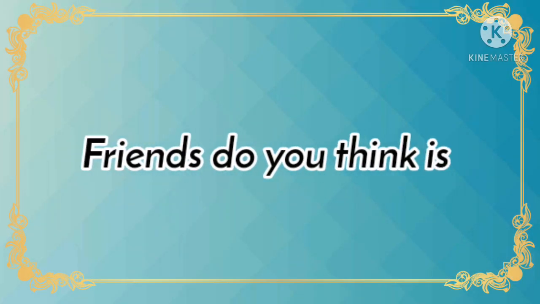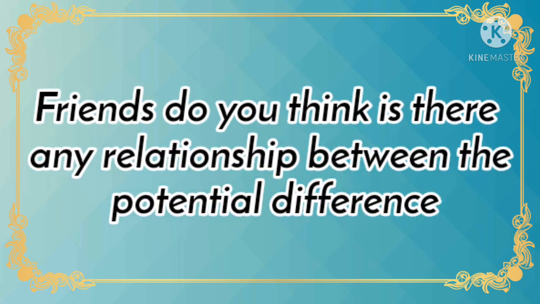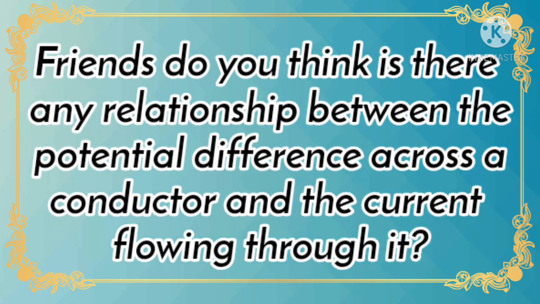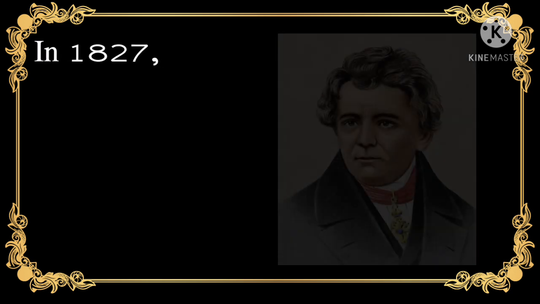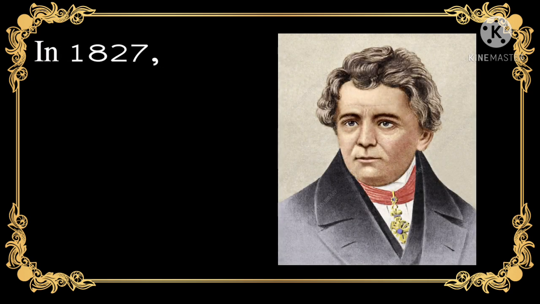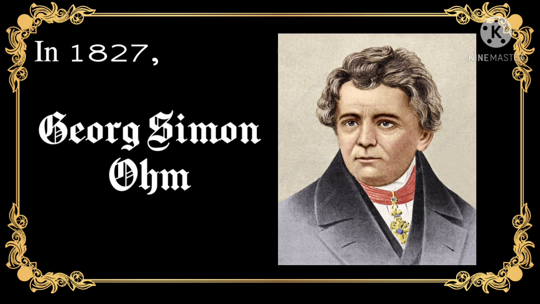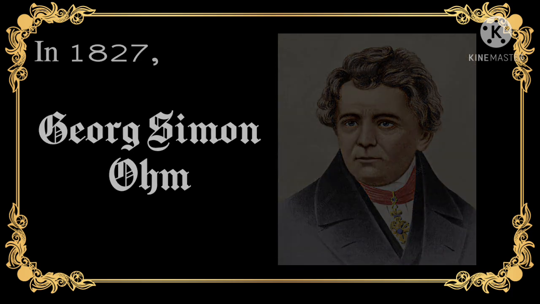Friends, do you think there is a relationship between the potential difference across a conductor and the current flowing through it? Yes, there is a relationship. In 1827, a German physicist Georg Simon Ohm found out the relationship between the current flowing in a metallic wire and the potential difference across its terminals. On the name of Ohm, we are going to learn a law. Further Ohm's law, do watch part 2 of the video.